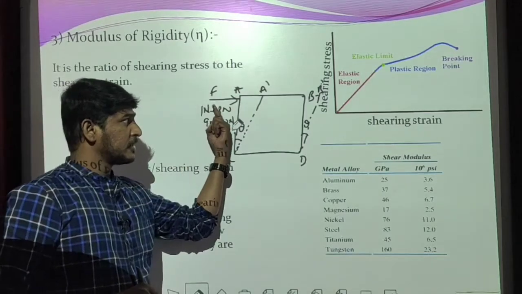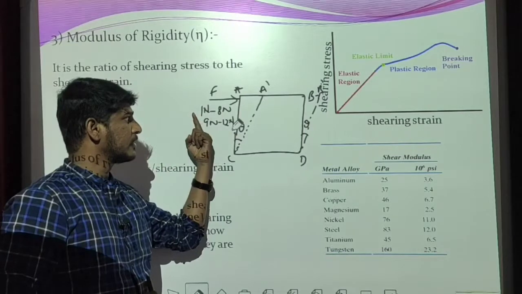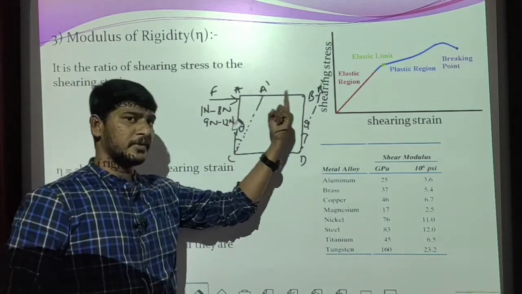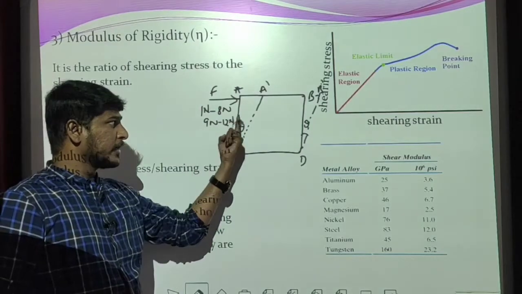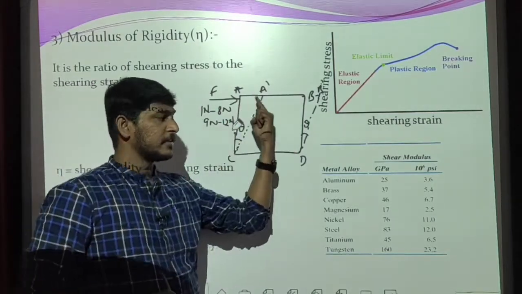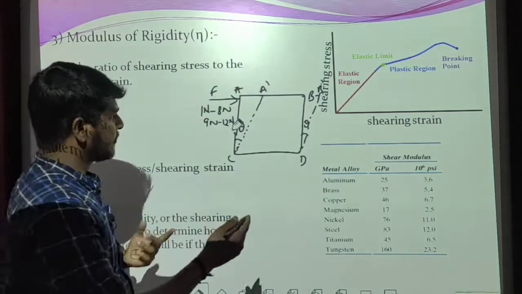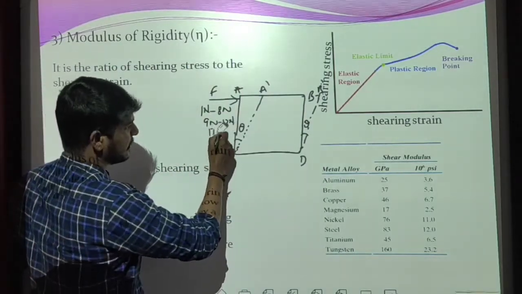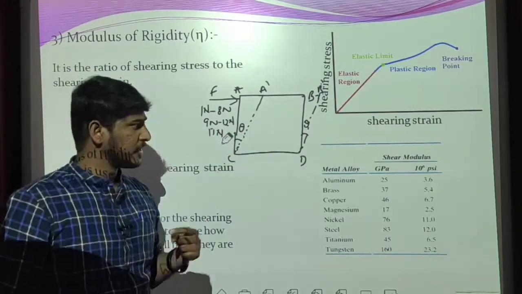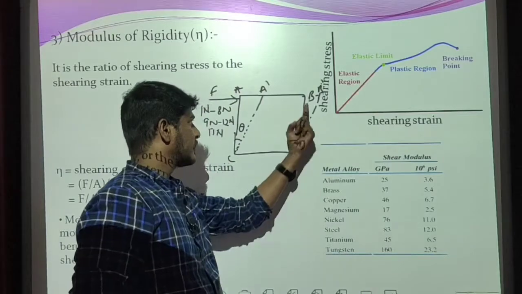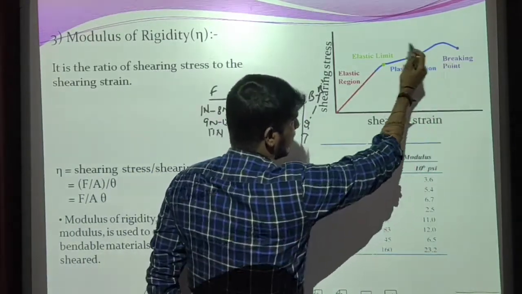Then what happens? This body undergoes deformation, but when we remove this deforming force, this body does not regain its original size and shape. It is due to the property of plasticity. Then if you increase the force further, this body will break into two parts. When we plot a graph for this situation, we are going to get this kind of graph.